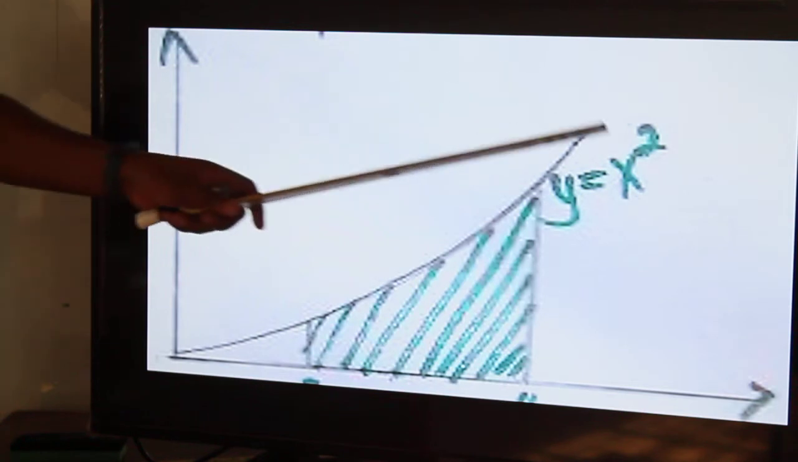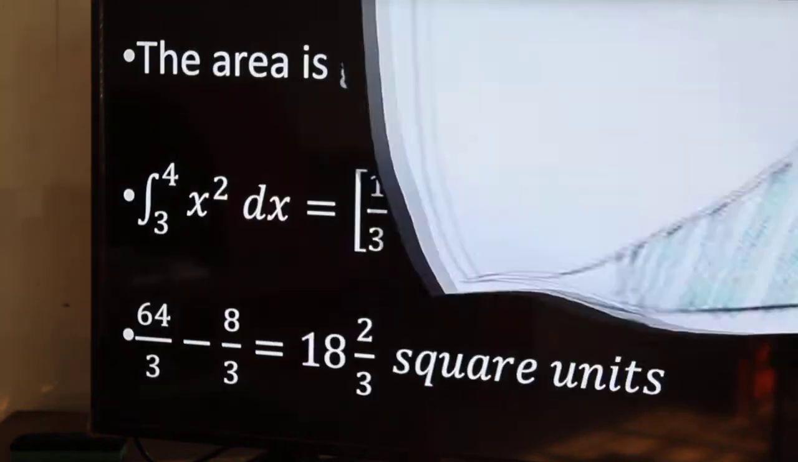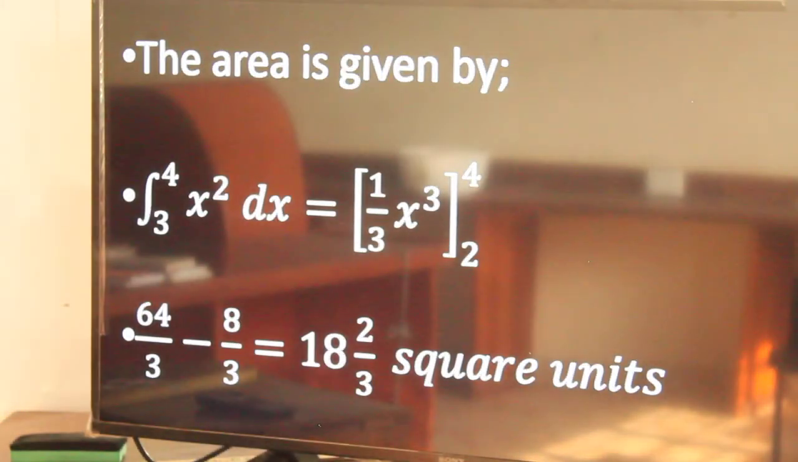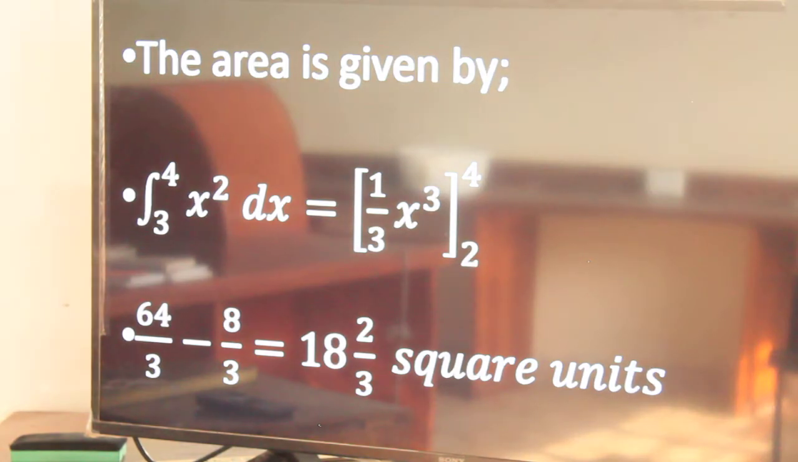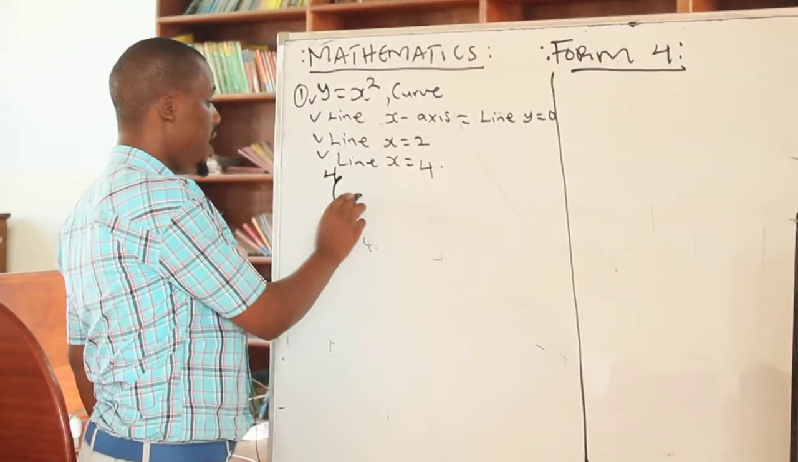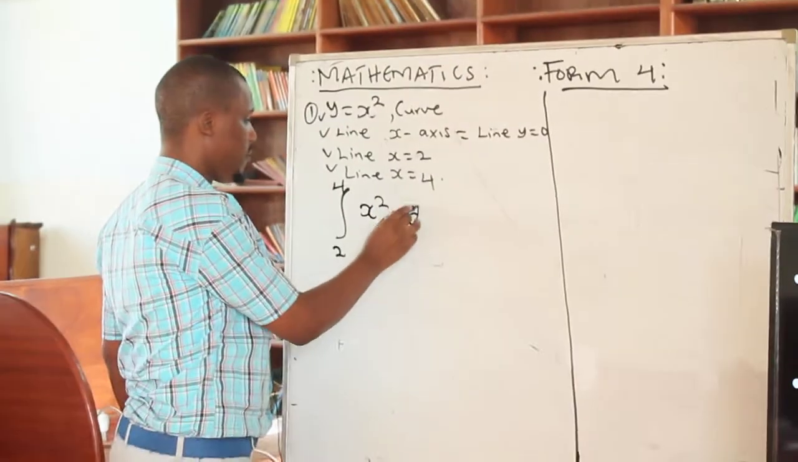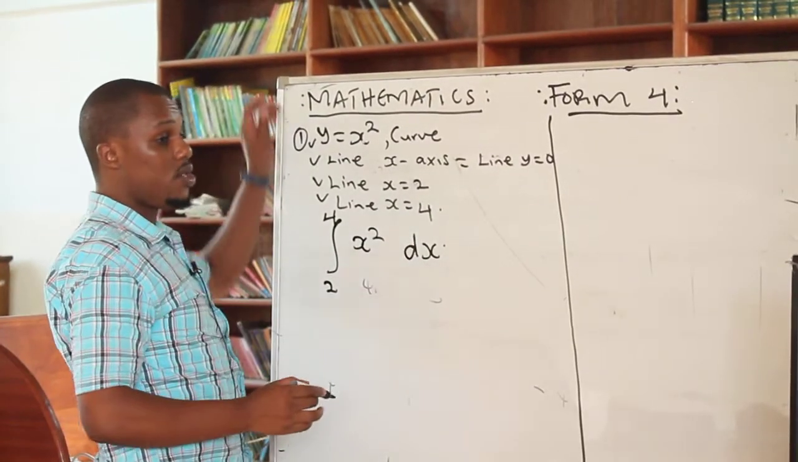Then the 4 is going to be our upper limit. And then this is going to be the function that we are going to integrate with respect to x, as shown in my slide here. So you can see what we are saying. So you're going to take your equation there. So you have the limit here. So the limit is from 2 to 4. And then your equation is what? x squared dx. So you're going to integrate this equation with respect to x.